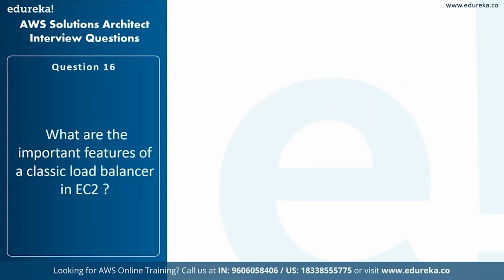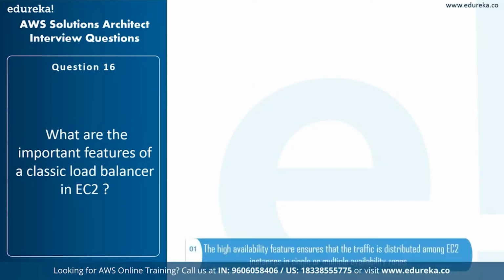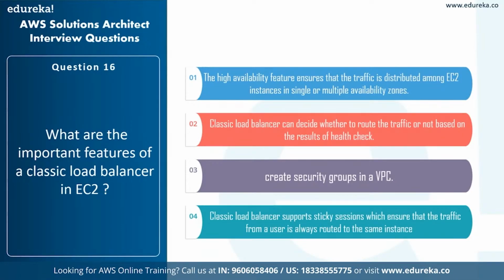Now moving on, what are some of the important features of a classic load balancer in EC2? The high availability feature ensures that the traffic is distributed among EC2 instances in single or multiple availability zones. This ensures a high level of availability for incoming traffic. The classic load balancer can decide whether to route the traffic or not based on the results of health checks. You can implement secure load balancing within a network by creating security groups in a VPC. And finally, the classic load balancer supports sticky sessions, which ensure that the traffic from a user is always routed to the same instance for a seamless experience. These are some of the important features of a classic load balancer in EC2 and how it helps you whenever you're using this.